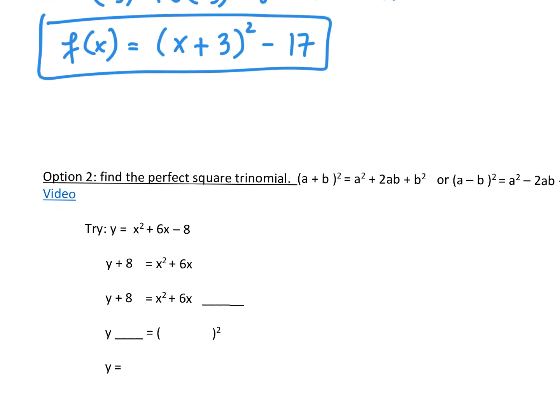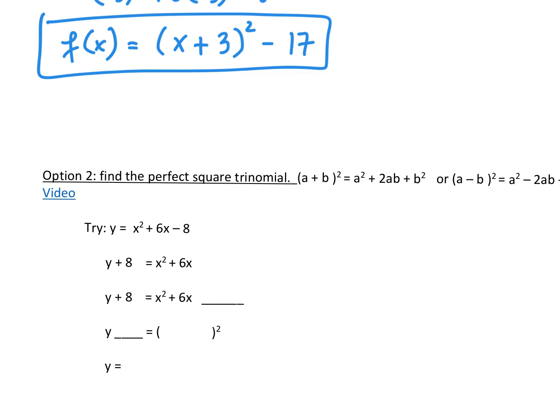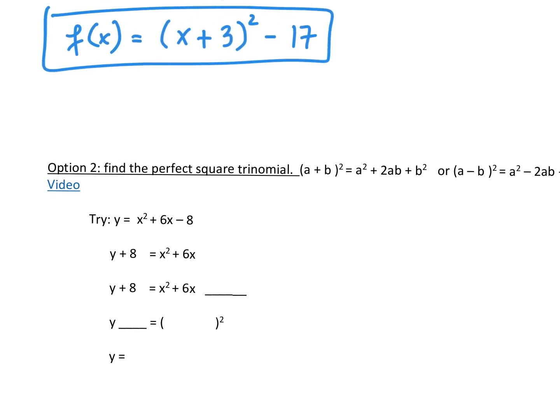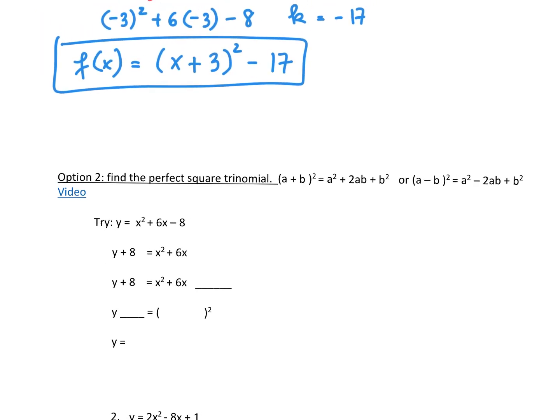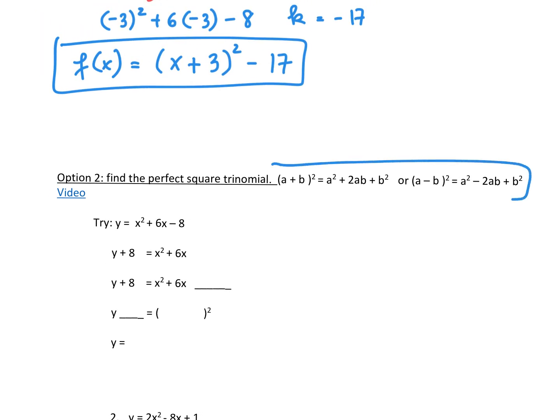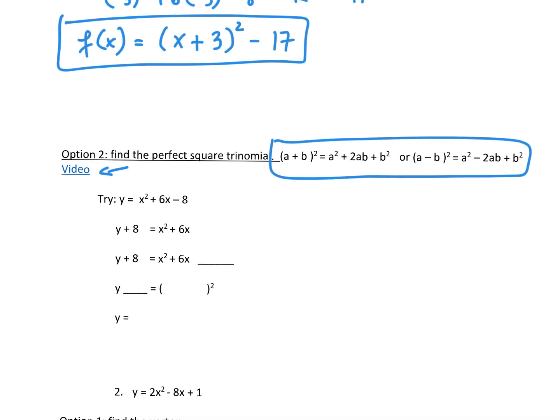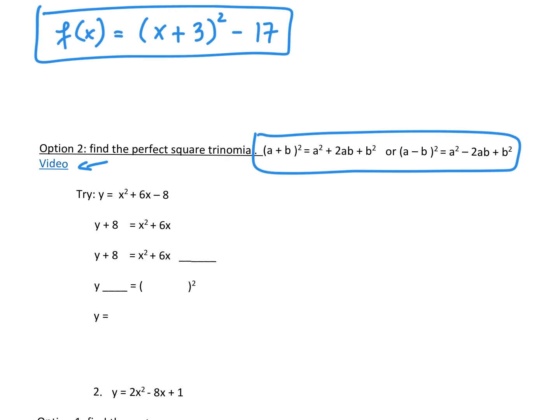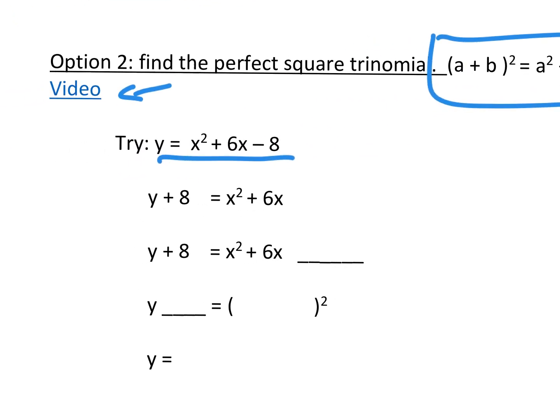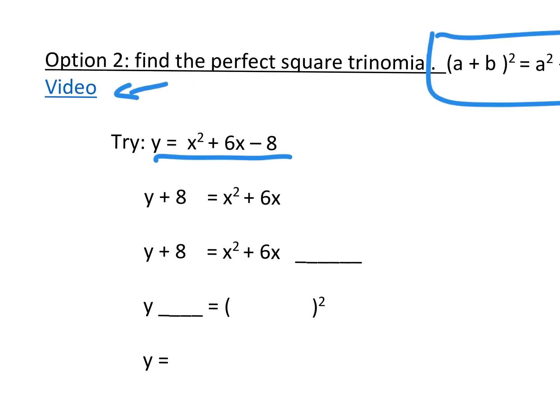All right, option 2, find a perfect square trinomial. Okay, so earlier we used this method, perfect square trinomial. We're gonna see how this is gonna apply to get back to the vertex form. Okay, also if you want to review these examples, you can click on this video. All right, so the same problem, right? So step one, we're gonna try to get rid of the C. We're not gonna get rid of it, we just move it around.